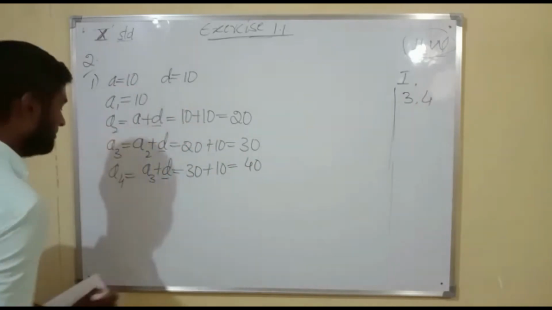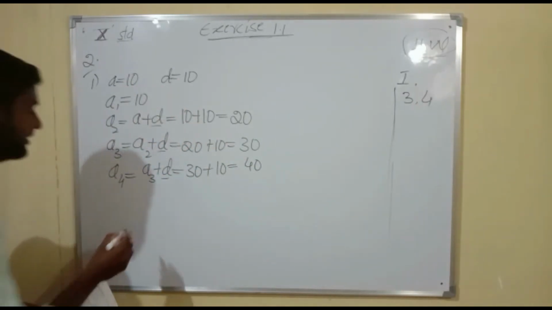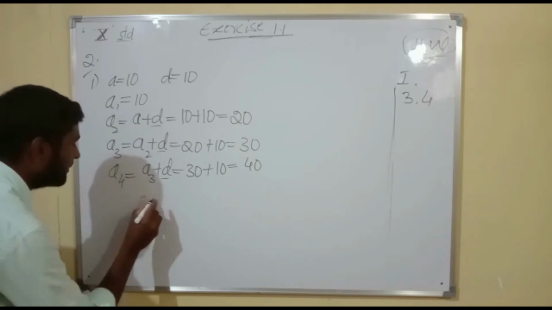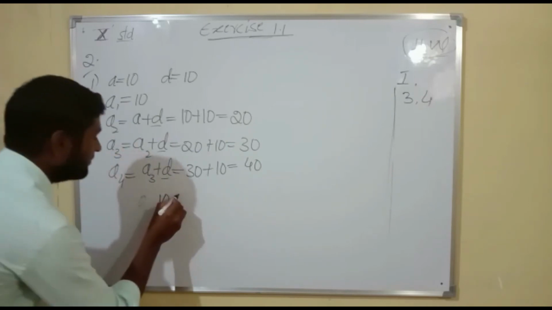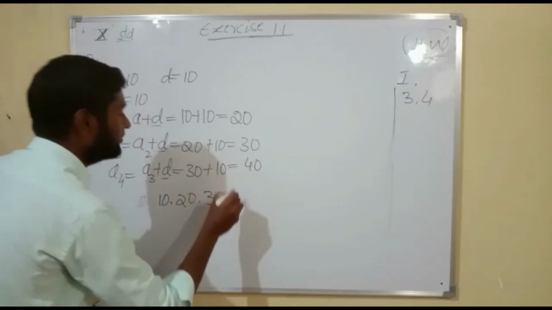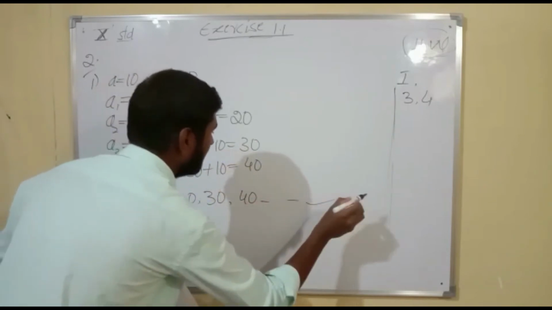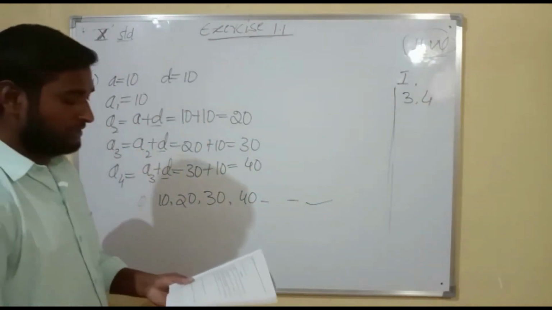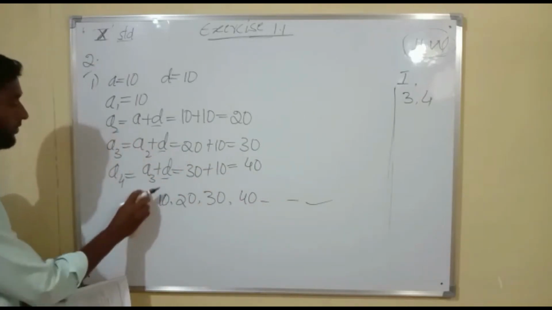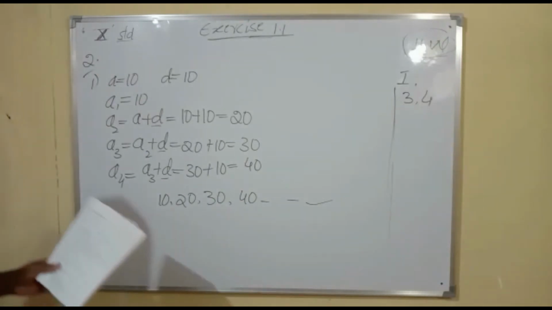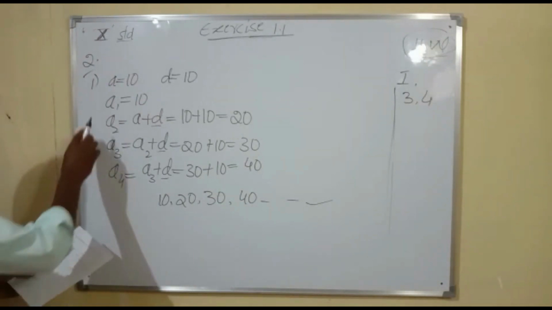Do you know the first term? So the arithmetic progression will be, see, 10, 20, 30, 40, and so on. Say this is the arithmetic progression which we wanted. Okay, like that. Let us see the next example.